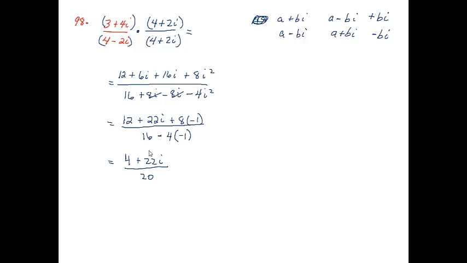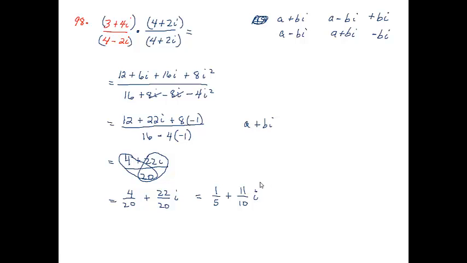Okay, now your answer needs to be in the form a plus bi. Literally separate it. So if 20 is dividing this entire thing, 20 is going to divide each piece. So that becomes 4 over 20 plus 22 over 20i. And then, of course, we can simplify this. That's 1/5 plus 11 over 10i. And there's your final answer.